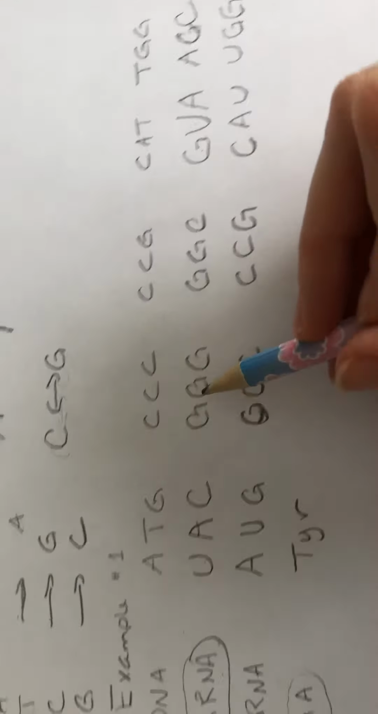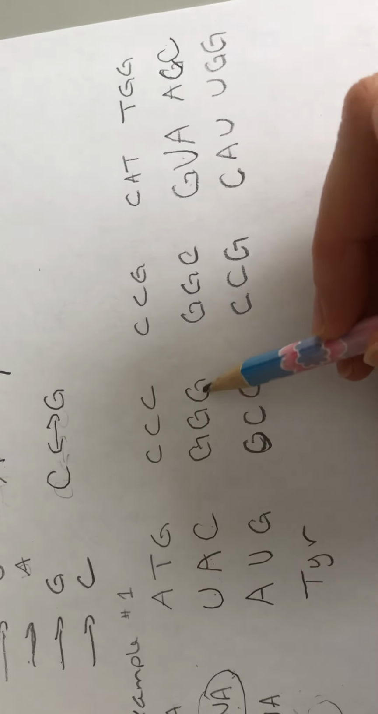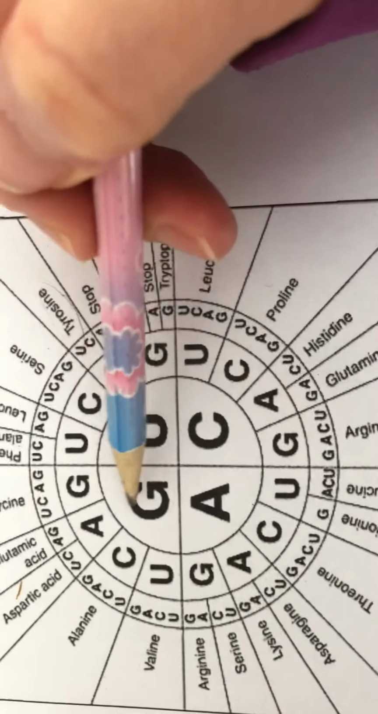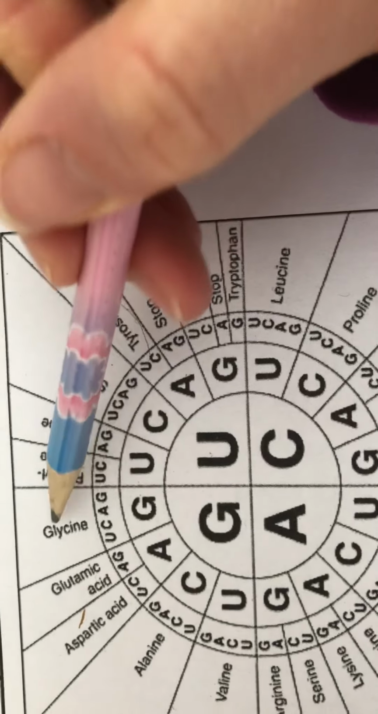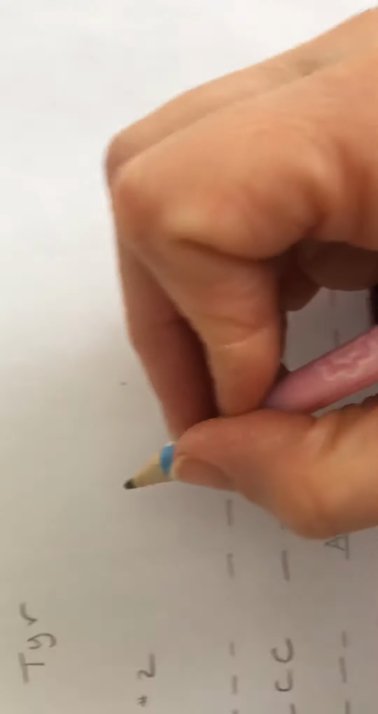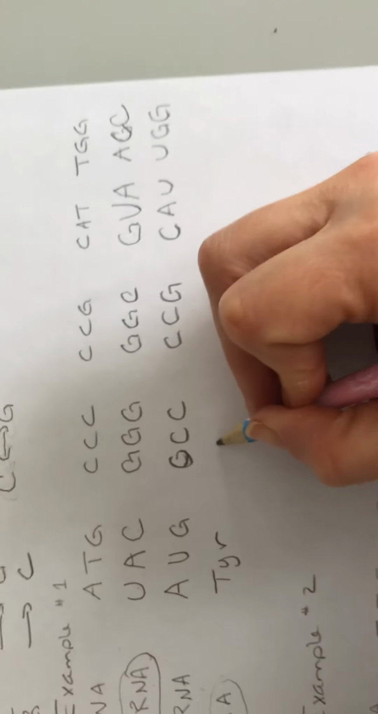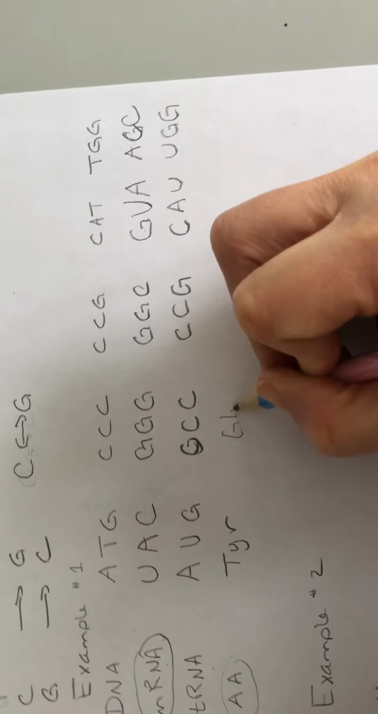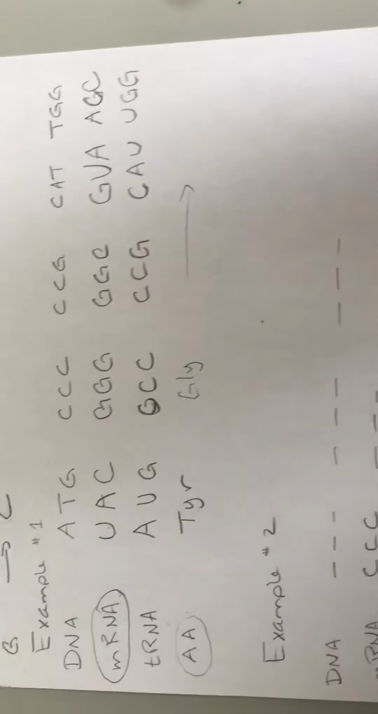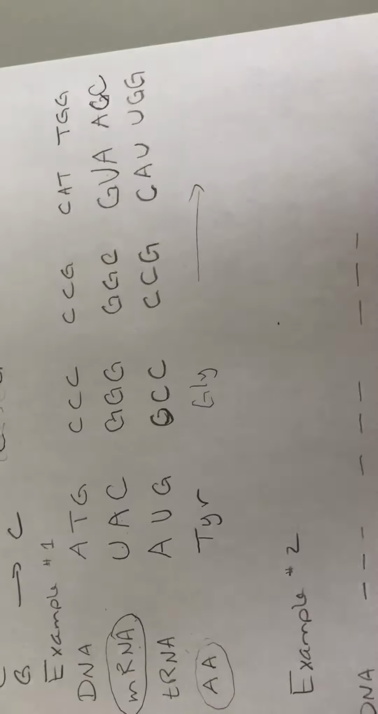My next one, if I read the mRNA, it's G, G, G. So I go back to my pinwheel and I look, G, G, G, I get glycine. And so here is glycine. And I just keep doing that for the remainder of my polypeptide chain. And then when I'm done, I would have my protein.